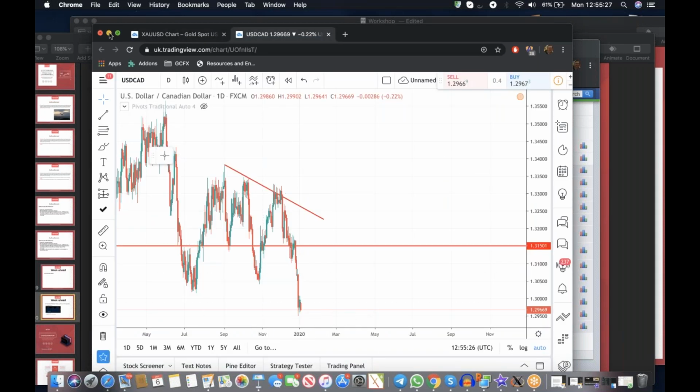The only slight spanner in the works is, don't forget, the US dollar can be bid as a safe haven currency. Just be aware of that. But given the correlation with oil, I wouldn't expect that to totally skew the pitch on that.